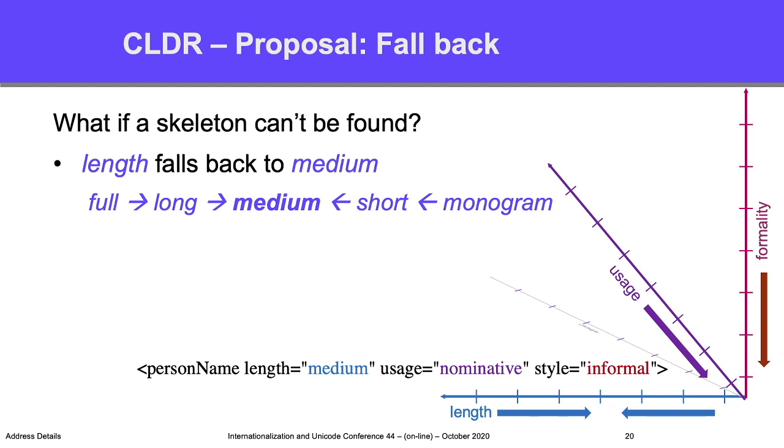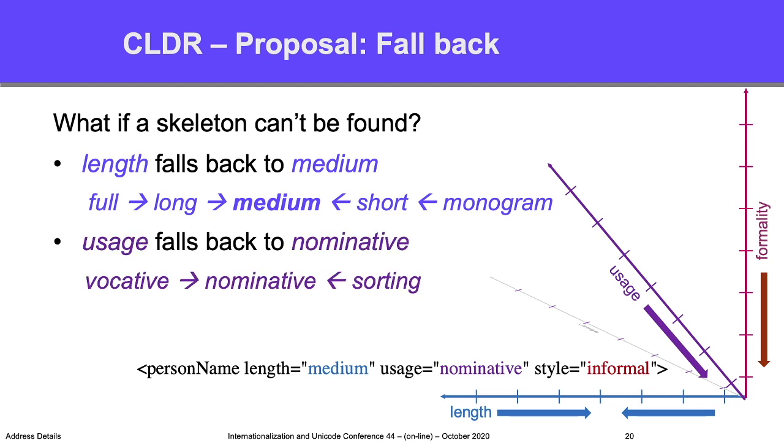If it falls back to short in a formal basis, it would be the surname. And that would be the appropriate thing to represent to the individual in Chinese or Japanese. If the usage is missing, it would fall back to the nominative case, which would be when you're talking about someone or in a list. That would hold true for sorting or for the vocative, or speaking to someone.